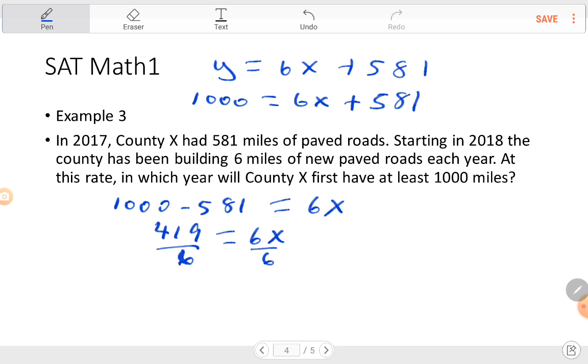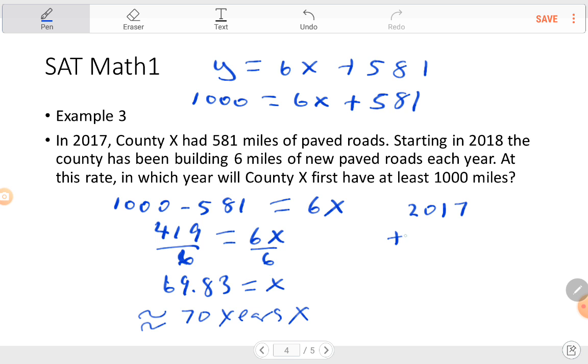And that would give us 69.83 is equal to x. So roughly after 70 years, you'll have at least 1,000 miles. Well, our 0 year is really 2017, so we have 2017 plus 70. This gives us the year 2087. So in year 2087, or we could say 70 years after 2017. Okay, let's look at our final example.